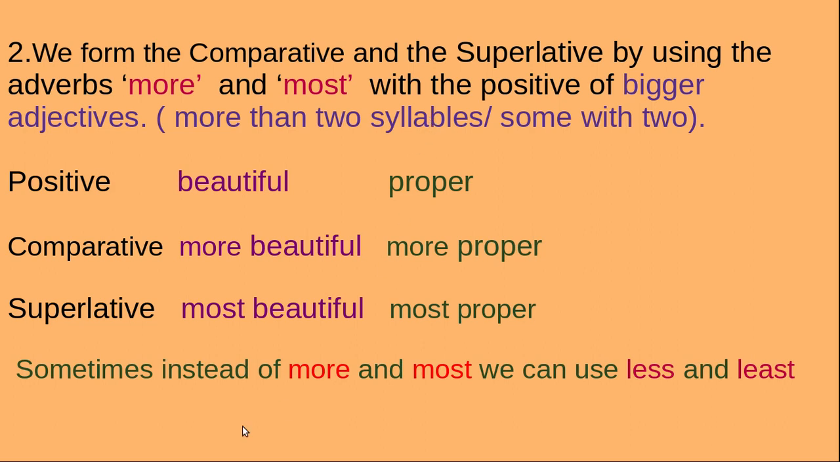But you have to bear in mind that if you want to compare in a negative way, we can use less and least instead of more and most. That means more beautiful means കൂടുതൽ സൗന്ദര്യമുള്ള, less beautiful means കുറച്ച് സൗന്ദര്യമുള്ള, right?